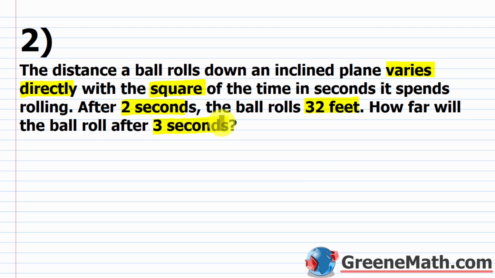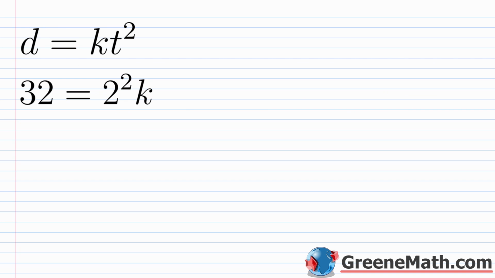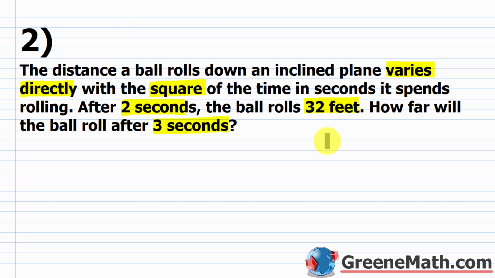So again, you're trying to create a model, and then from that model, you're trying to figure out what k is, the constant of variation. Once you have that, you could just keep plugging in different scenarios and figuring out how far the ball is going to roll after whatever amount of seconds you want to know. So initially, you would write your model. So d is your distance, and this is going to be in terms of feet, and t is your time, and this is going to be in seconds. So d is going to be equal to k, the constant of variation, times t squared. And again, the reason it's squared is because in the problem it says varies directly with the square of the time. Okay, so that's why it's squared.